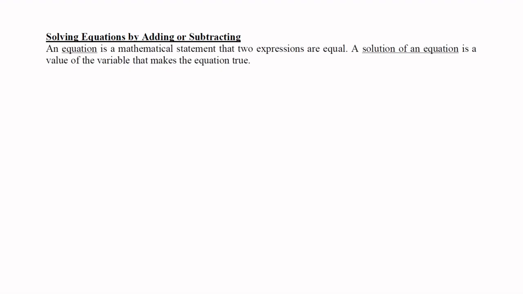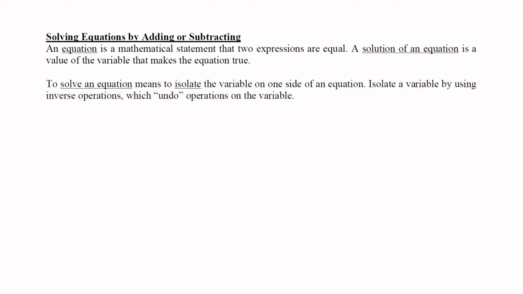An equation is a mathematical statement making two expressions equal to each other. A solution of an equation is a value of the variable that makes the equation true. To solve an equation means to isolate the variable, which means get it by itself on one side of an equation. Isolating a variable by using inverse operations undoes the operations on the variable.